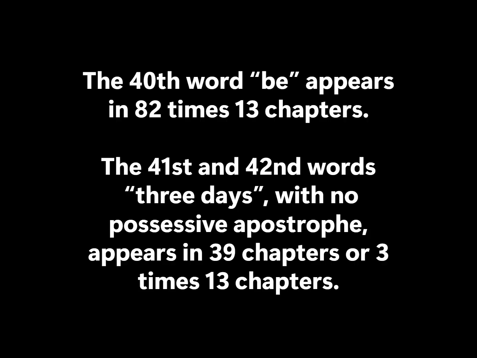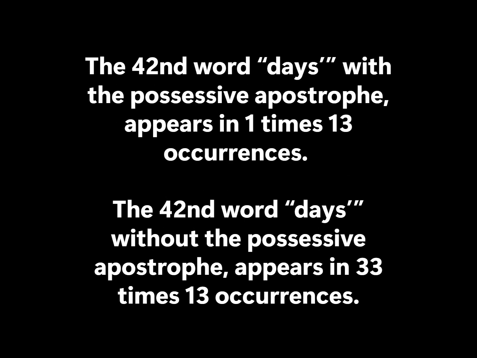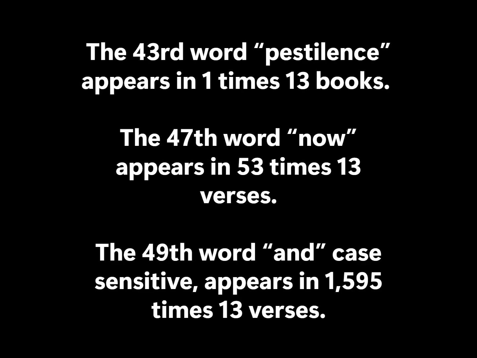The 41st and 42nd words, 3 days, with no possessive apostrophe, appears in 39 chapters, or 3 times 13 chapters. The 42nd word, days, with the possessive apostrophe, appears in 1 times 13 occurrences. The 42nd word, days, without the possessive apostrophe, appears in 33 times 13 occurrences. The 43rd word, pestilence, appears in 1 times 13 books.